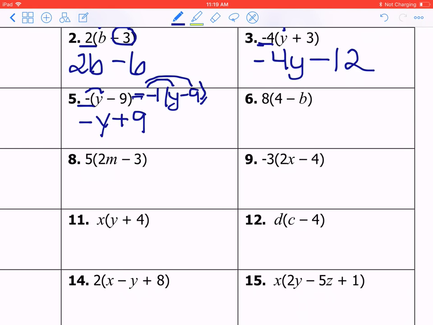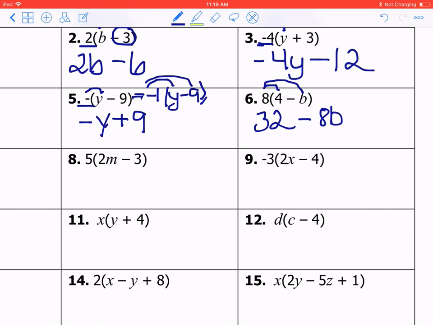We're still going to solve it the exact same way. Take your 8 times your 4 to give you 32. And then your variable in this case is just going to be in the back. 8 times negative b is a negative 8b.